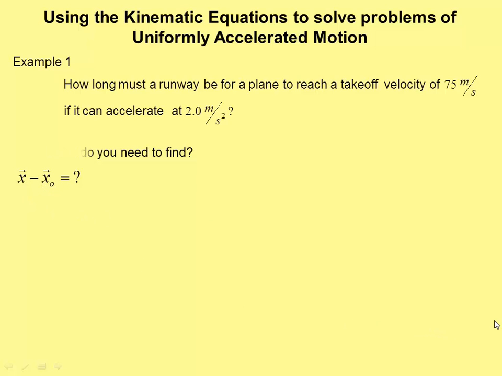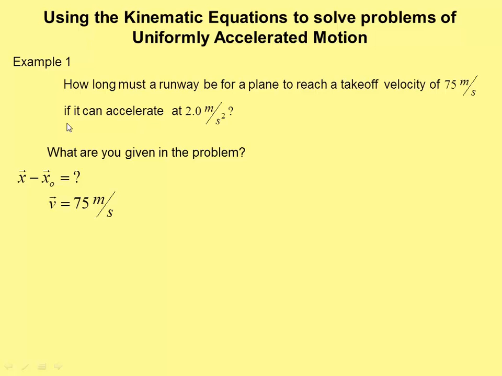The second question is, what are you given in the problem? So let's look at the numbers here. For the plane to reach a takeoff velocity of 75 meters per second. So this is the velocity of the plane. Now, got to be a little careful here. Is it the initial velocity that it starts with? Or is it the final velocity it ends with? Well, if it's the takeoff velocity, it's got to be the final velocity. It's important that we get that right because otherwise we put things in the wrong places in the equations.